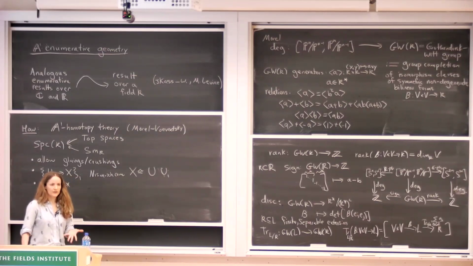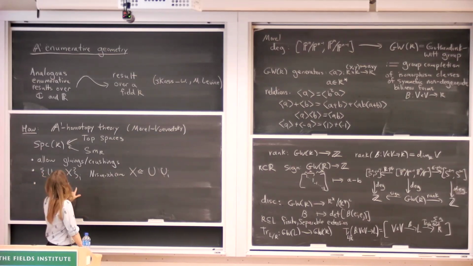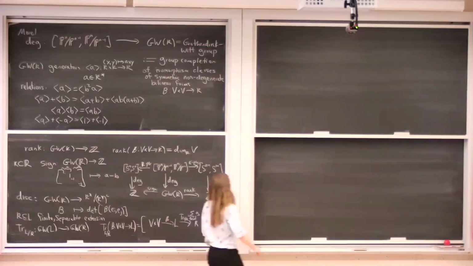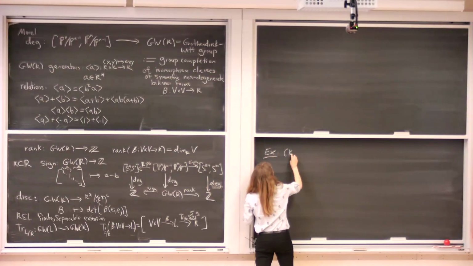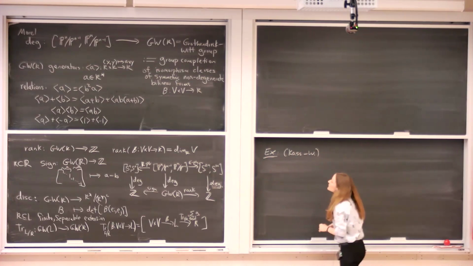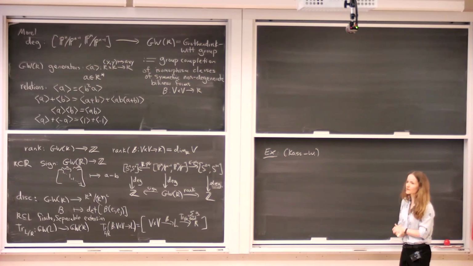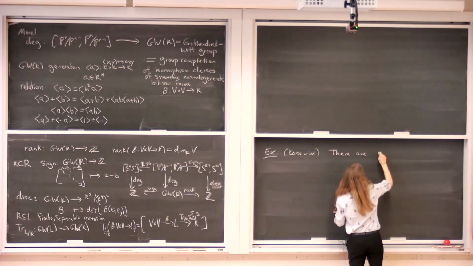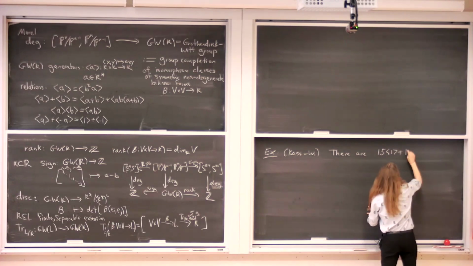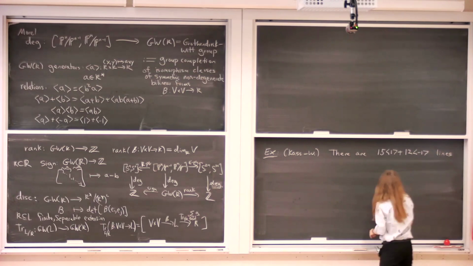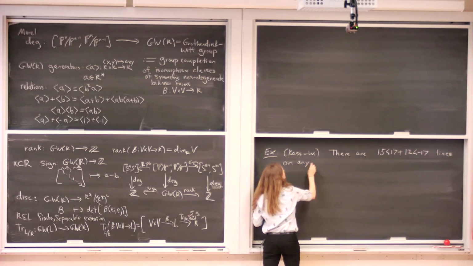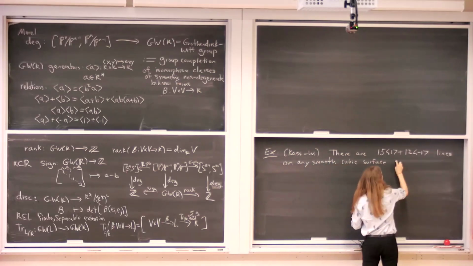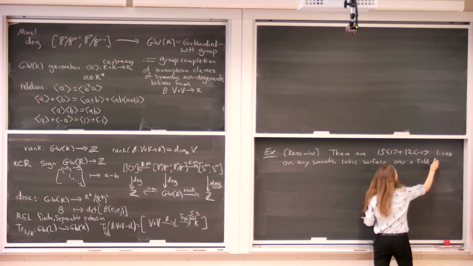We can start to do enumerative geometry in spaces. And for example, if you count the lines on a cubic surface in this context, what you get is that there are 15 times 1 plus 12 times minus 1 lines on any smooth cubic surface over a field K of characteristic not 2.